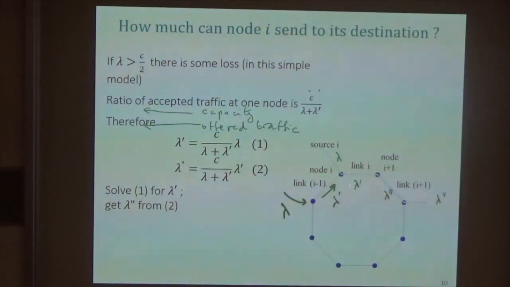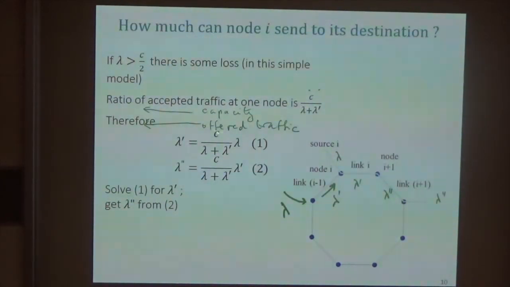Therefore, lambda prime is equal to the ratio applied to lambda. This is lambda prime. Of course, it depends on lambda prime here. Similarly, for lambda second, we apply the same thing. Here we have another node that has the same ratio by symmetry. So lambda second is equal to this ratio applied to lambda prime.